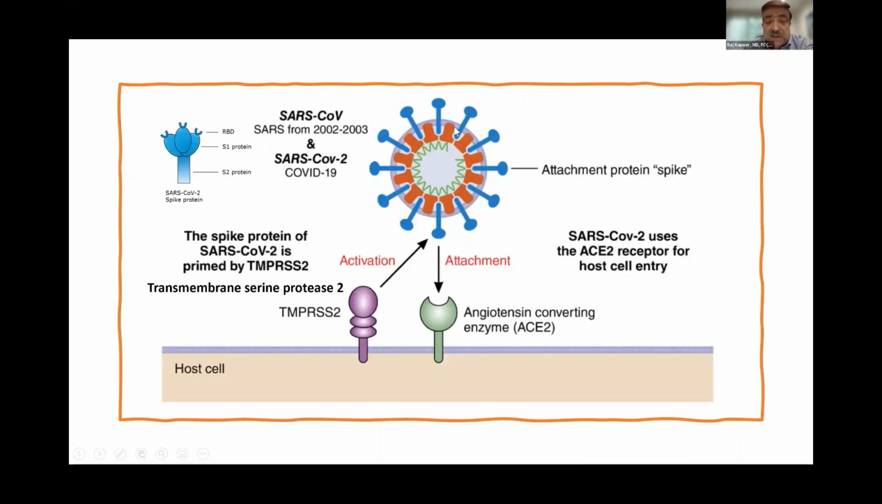This is how coronavirus enters the human cell. As you can see, this is the spike protein. And in the host cell, there is a transmembrane serine protease 2. This activates the spike protein. It cleaves the S1, S2 subunit, and it activates the receptor binding domain of the spike protein. And that is how it attaches to the angiotensin converting enzyme ACE2 and gains entry into the human cell.